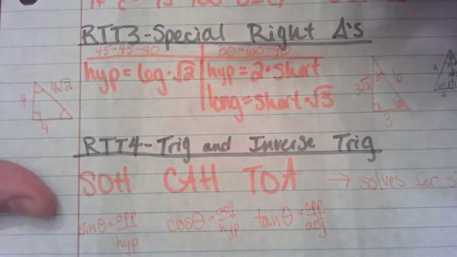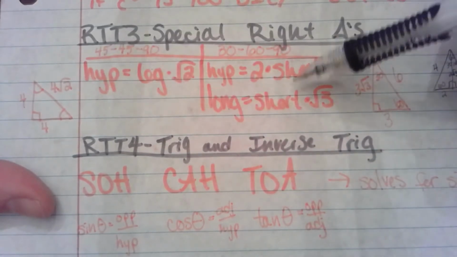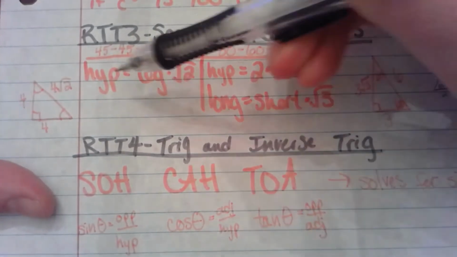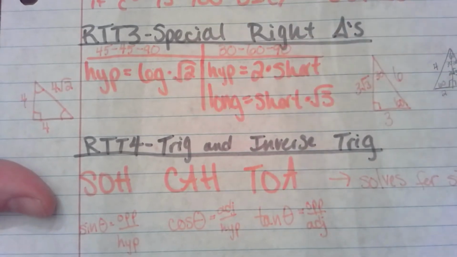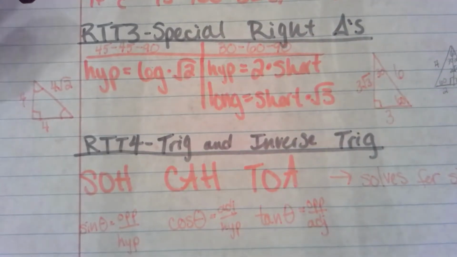Every time I wrote it down, I didn't write it down left to right and top to bottom. I wrote hip, hip, long, short, short, leg, 2, 2, 3, square root, square root. Okay? So hopefully that helps.